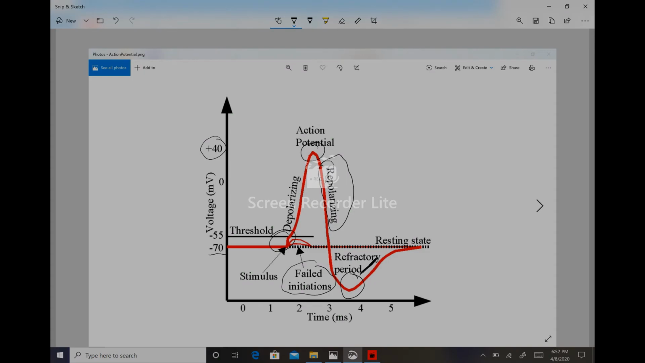And the process repeats over and over again until we get that message to the end of the axon, where we then hand it over to a chemical communication using neurotransmitters.